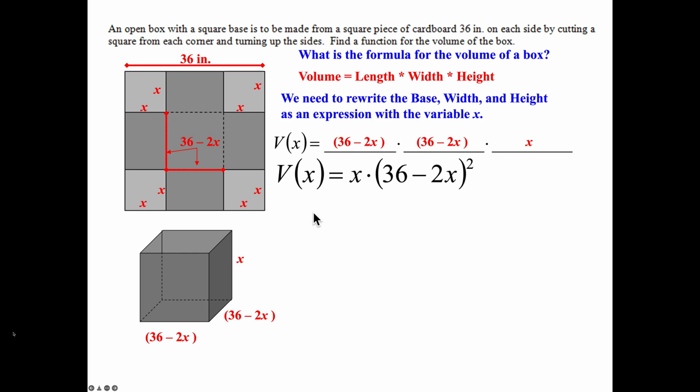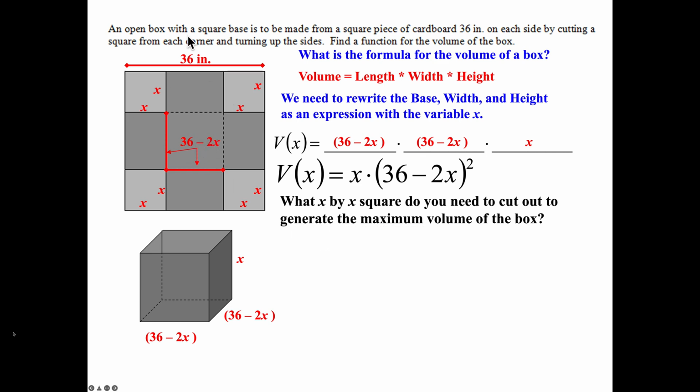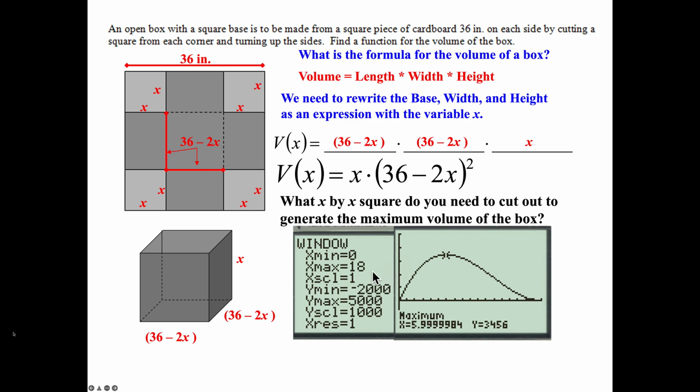All right. So my window, x min 0, nothing cut out. My x max, I can't cut out anything bigger than going halfway across, because then I would cut out all 4 squares and there'd be no base left. So half of 36 is 18. Graphing this, and I'll be honest, what I did to find my Y max is I kind of graphed it first and traced to find some numbers.